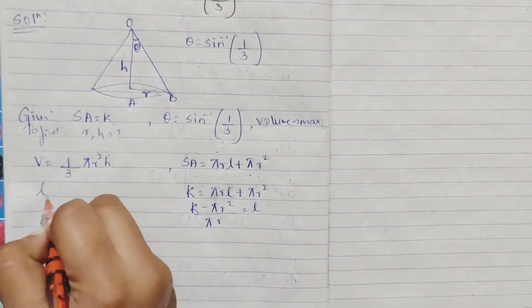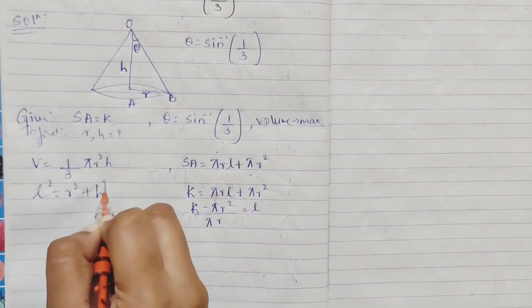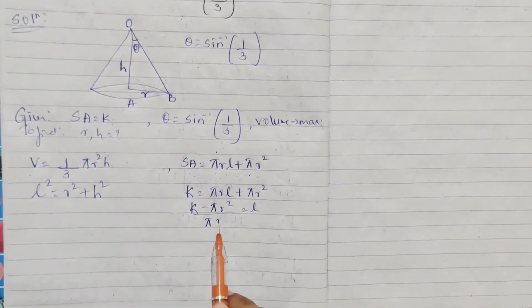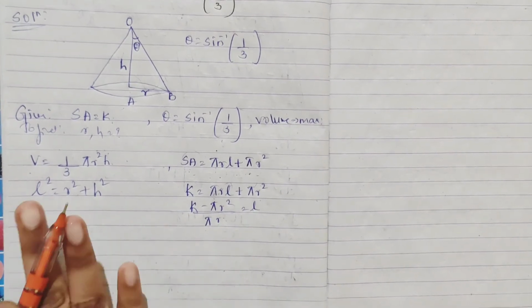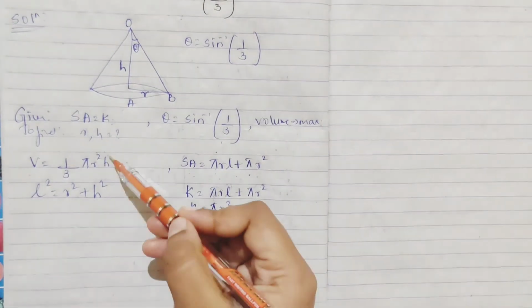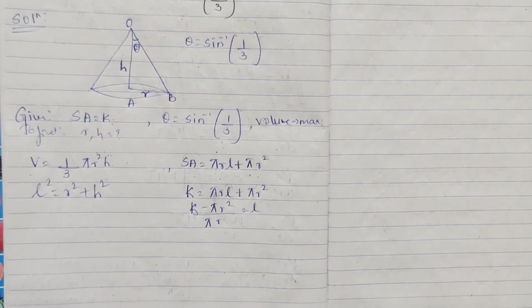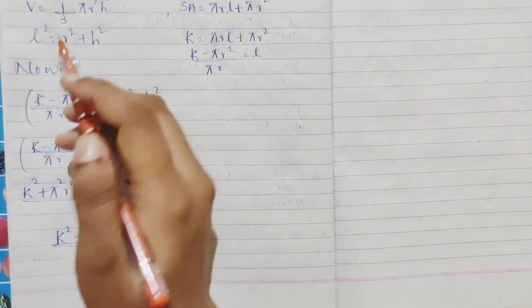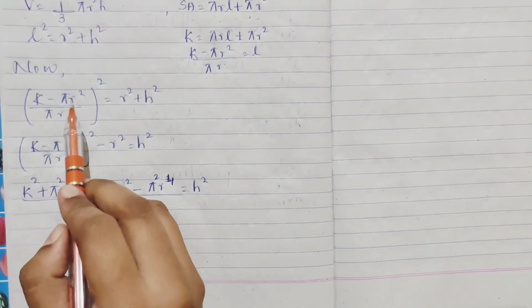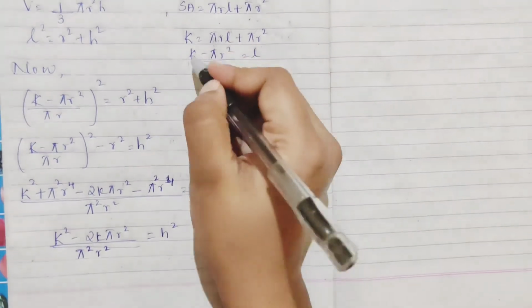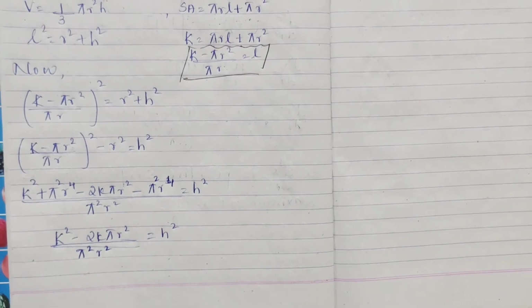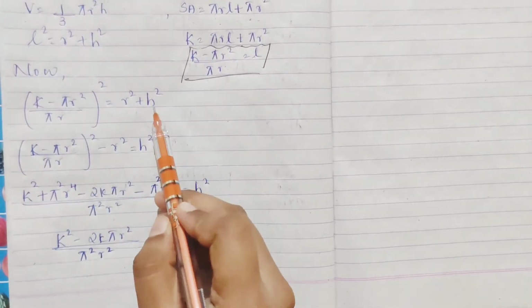So we'll go for the formula l square is equal to r square plus h square, right? Substitute your l value and find out your h, because here also you have r, here also r is there. So better we find our h value first, then substitute in the volume. When you get h, after that you will get r also, simple. So put your l value, k minus pi r square by pi r. Do it like this, it will be helpful for you.